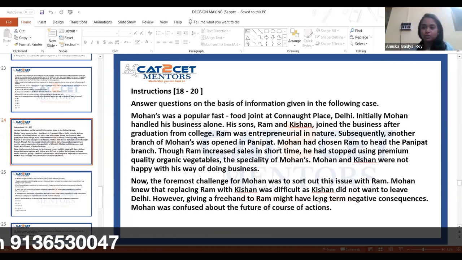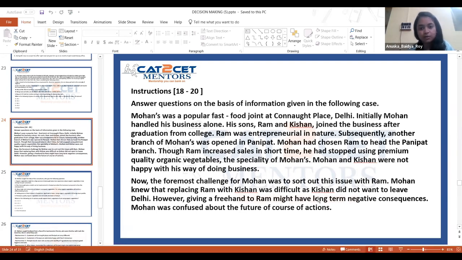One son is entrepreneurial in nature, sets up a branch somewhere else, and stops using quality organic vegetables, which is the trademark of Mohan's. Okay, so Mohan and Kishan are not happy with this. Now he cannot replace Ram with Kishan because Kishan does not want to leave Delhi. Important thing, you have to note that he doesn't want to leave Delhi, so it cannot be replaced.